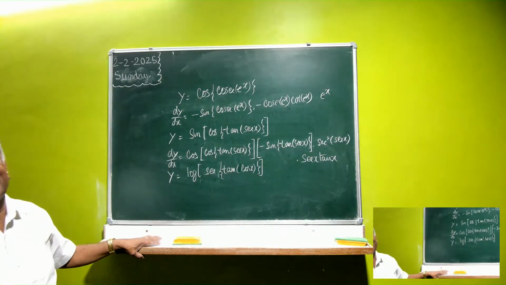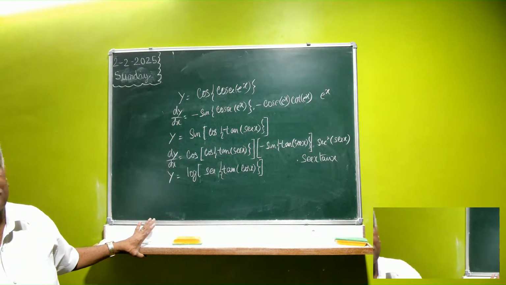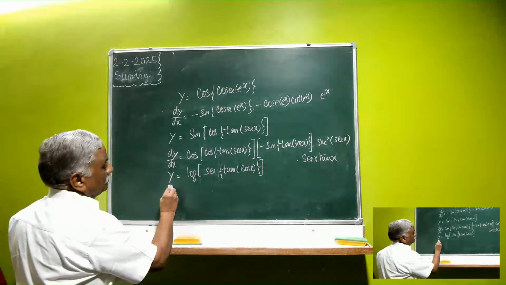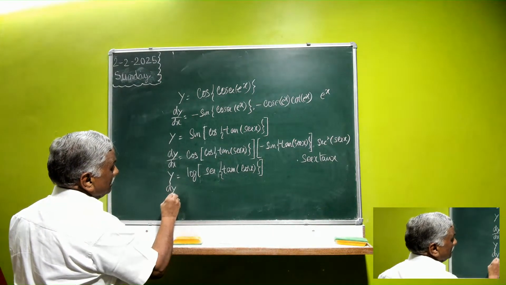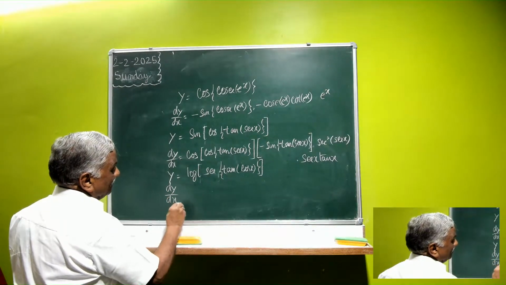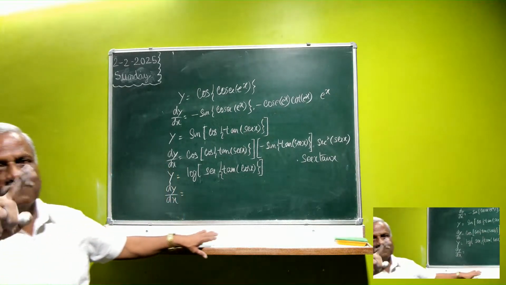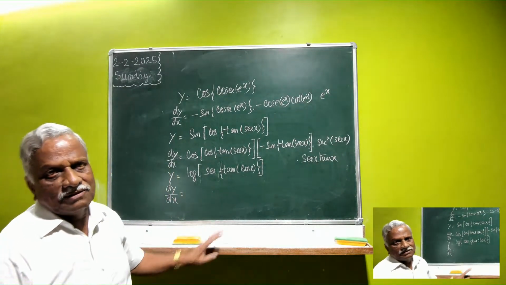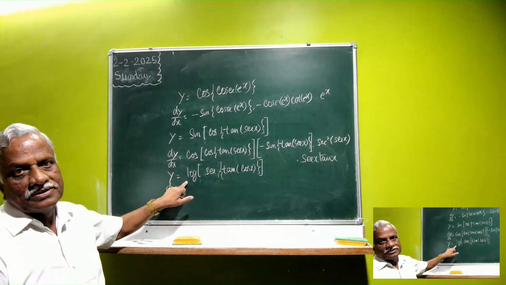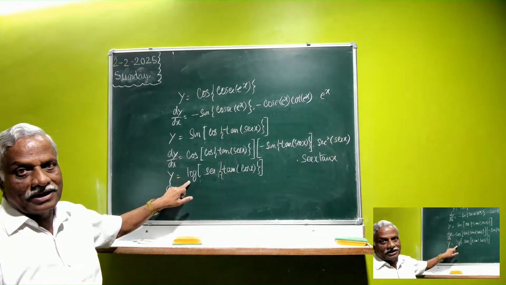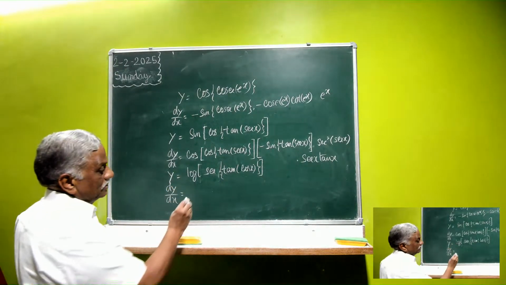Log of secant of tan of cos x. What's the method? So we should get the solution just in one line. Earlier we thought of log u, log b and all that. Now all that is not required. So differentiation of log is 1 over.